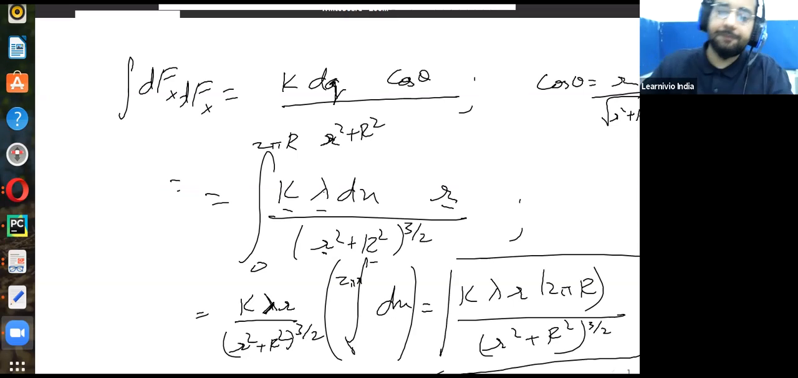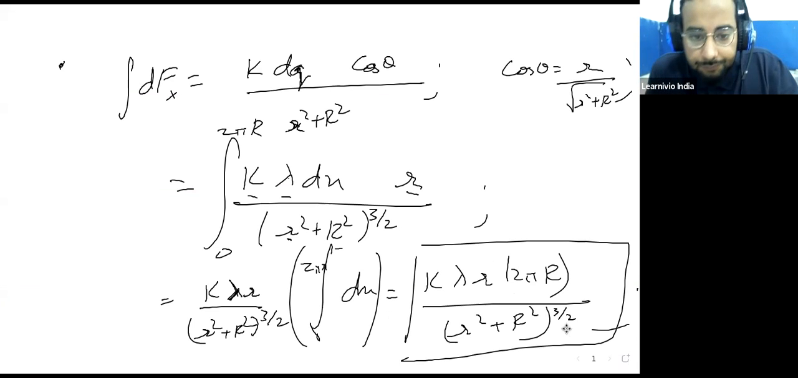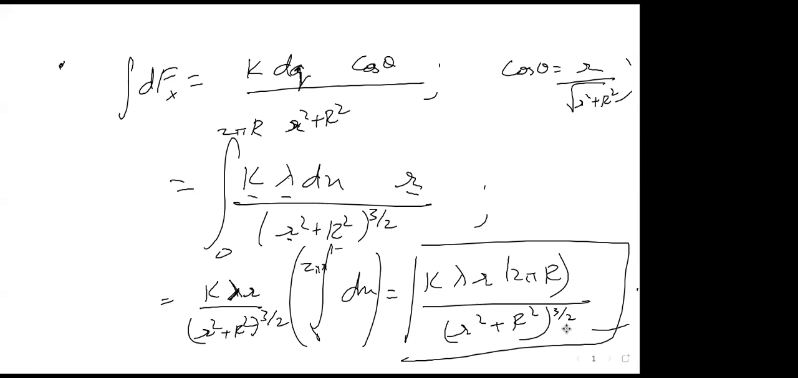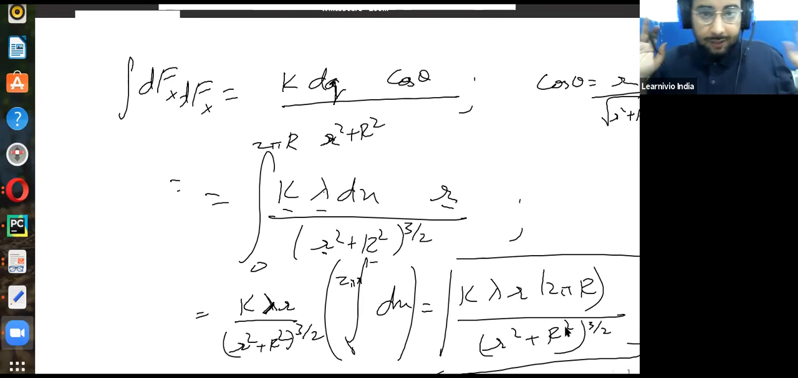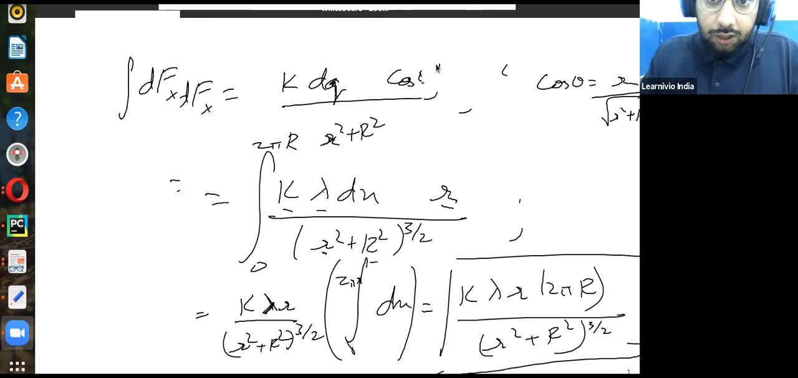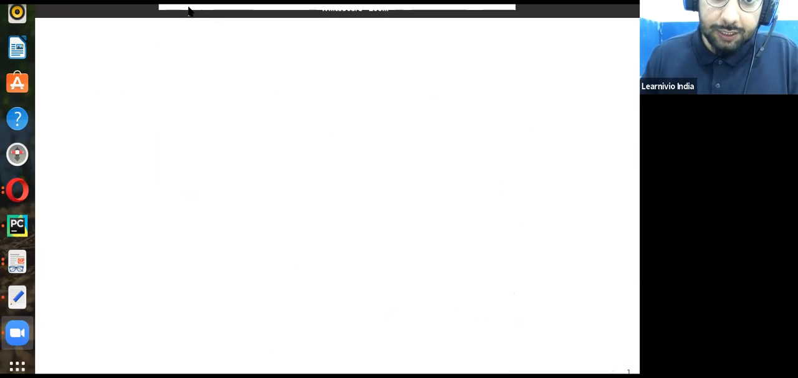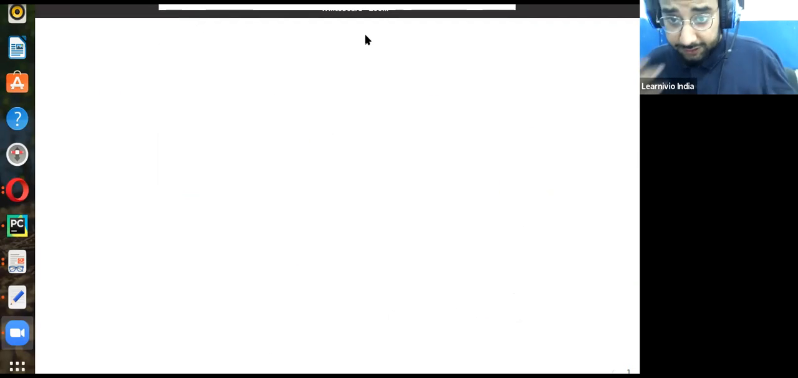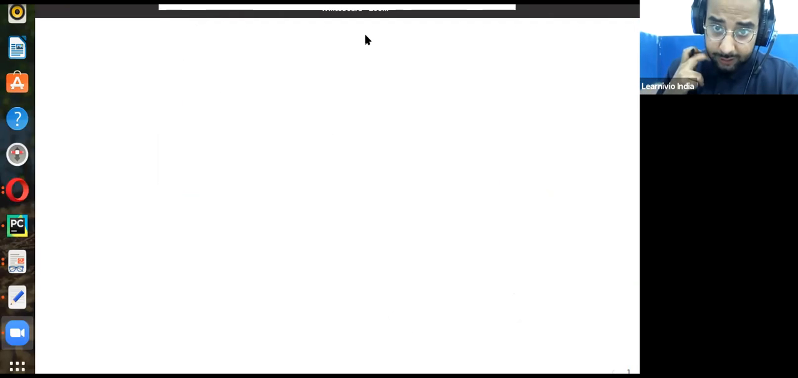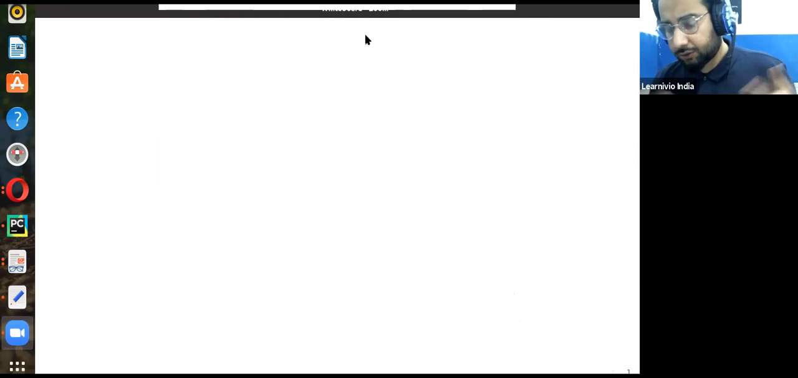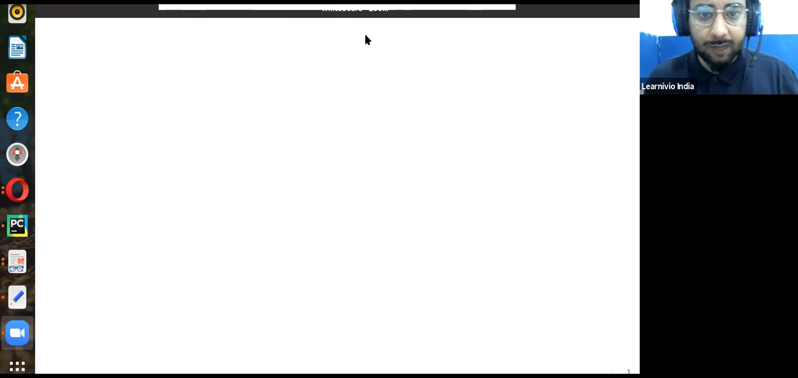Does this make sense? Yes, sir. Okay, so if all of this makes sense, then we have a decent grasp on essentially how the superposition principle is going to work and how this integration method is going to work. What we did up till now was essentially a warm up for the kinds of things we're going to tackle in the future.